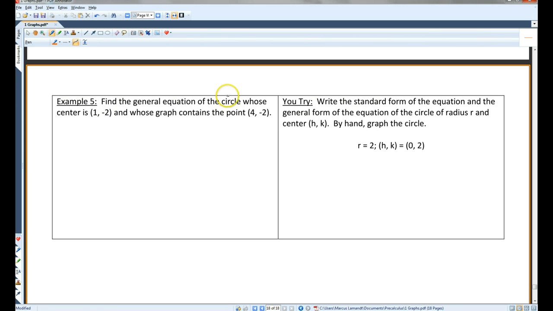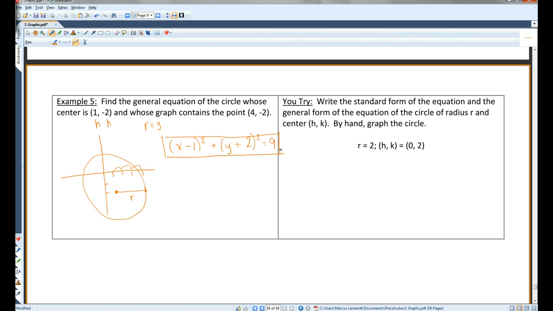Last example. Find the general equation of the circle whose center is (1, -2), and whose graph contains this point. Okay. Best way to do this is to graph it first. So I've got (1, -2), that's my center, and the graph contains the point (4, -2). So I've got some circle that looks like this. This obviously is my radius. Okay, so I have my (h, k), and my radius is 3. So my equation is (x minus h) squared plus (y minus k) squared equals r squared. There we go. And that's all.